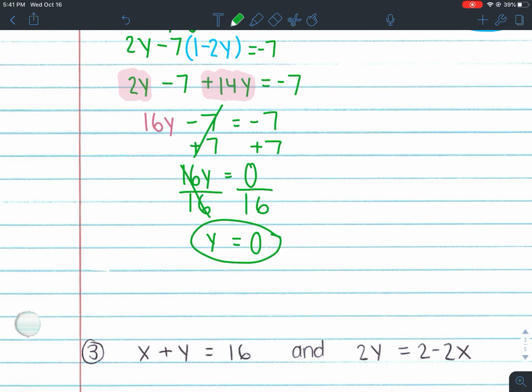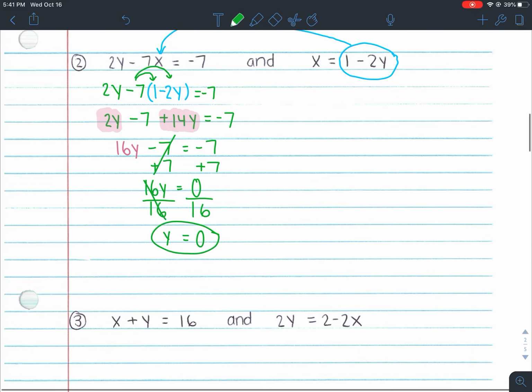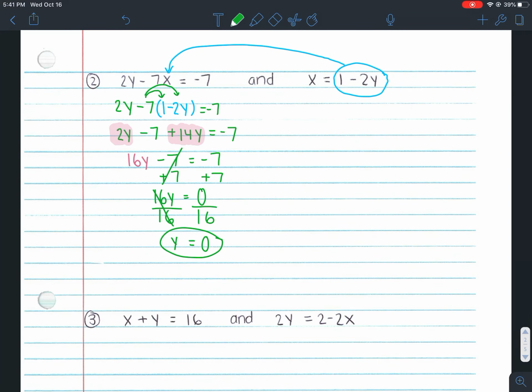So what I like to do once I get a variable by itself, I circle it because it's not my final answer. I always want to box my final answer, so that y equals 0 is not my final answer because I want a solution point. Right now I only have half of that point.